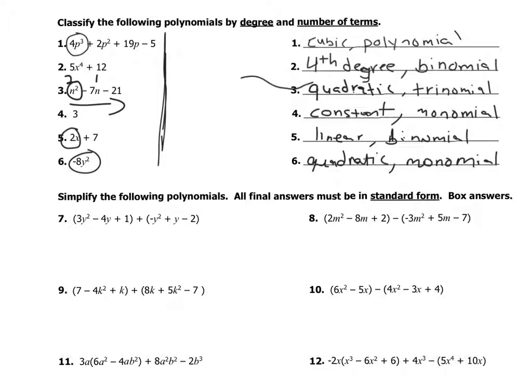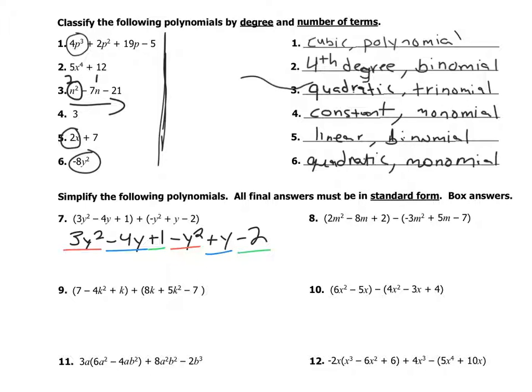Alright, simplify the polynomials. All answers must be in standard form. So, here we're just adding 2 polynomials. Because we're adding, we could just get rid of those parentheses. It would be 3y squared minus 4y plus 1 minus y squared plus y minus 2. And then, like you've been doing since middle school, you just combine like terms. So right here we have 3y squared and negative y squared. Right here we have negative 4y and y. And then we have 2 constants, plus 1 and minus 2. So you just combine all of those terms.